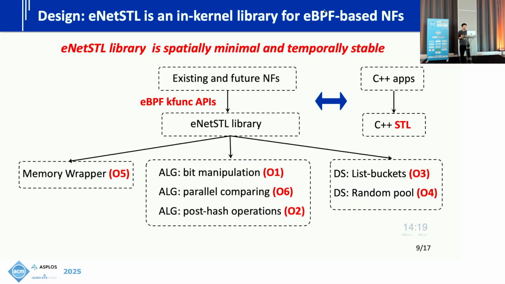The eNetSTL contains 1 memory wrapper, 3 algorithms, and 2 data structures, which cover the 6 behaviors we mentioned above. eNetSTL is a kernel module, and eBPF programs interact with eNetSTL through APIs, which are implemented as BPF kernel functions, which we call BPF kfuncs. The relationship between eNetSTL and eBPF-based network functions is just like the relationship between the C++ STL and C++ applications, and this is the reason we call it eNetSTL. The design of eNetSTL should address 3 design challenges, and we will describe them later.